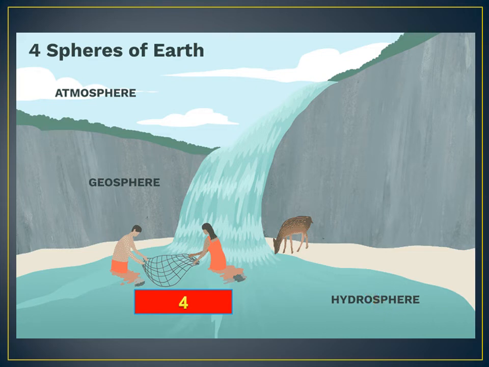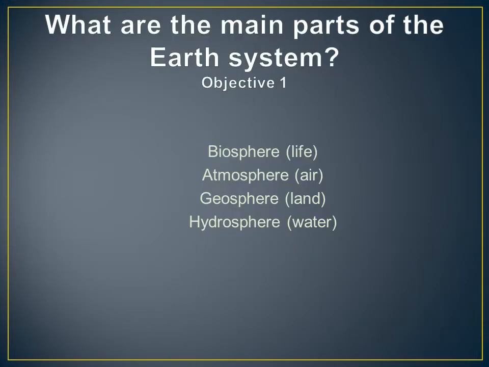Hydrosphere, okay. And number 4, this includes the man and the woman fishing there, maybe the deer. Yeah, biosphere, okay, it's the biosphere. Good, so there we've got our 4 spheres of Earth, okay. So again, each objective will have a quick review at the end here, all right.